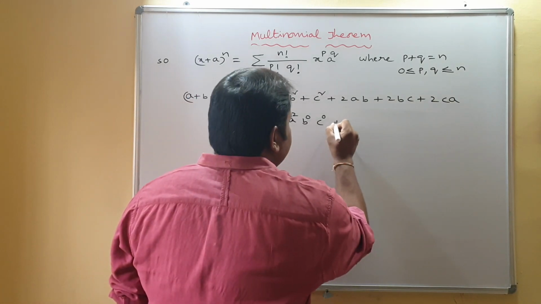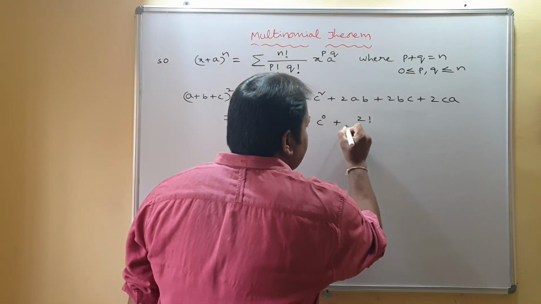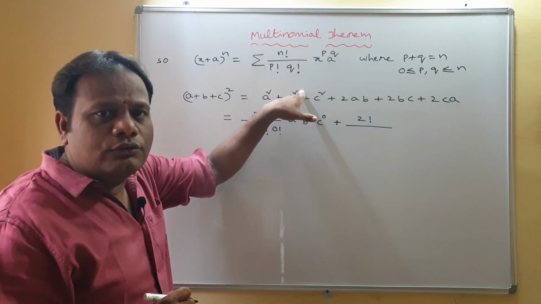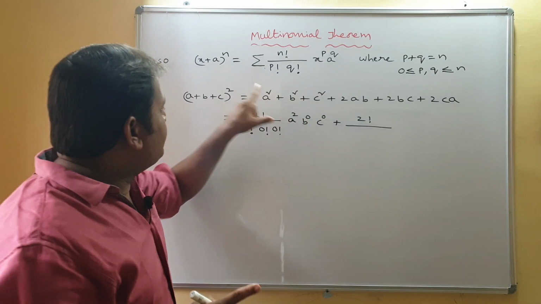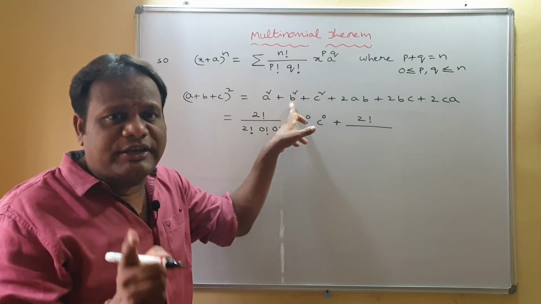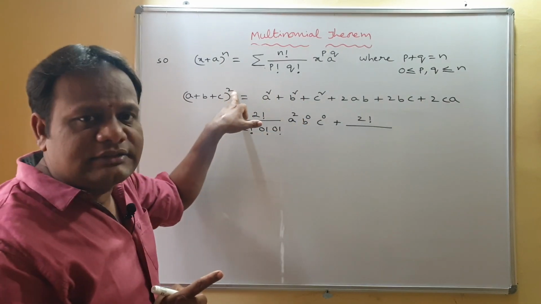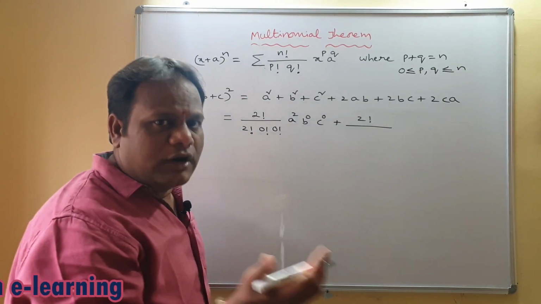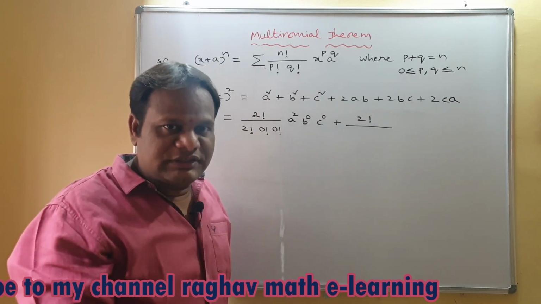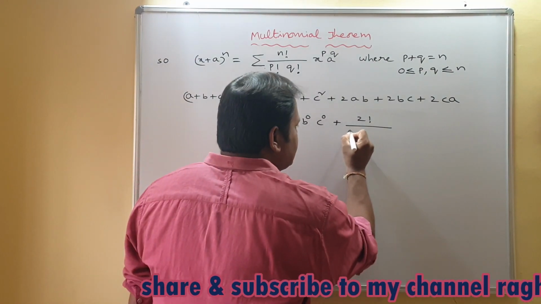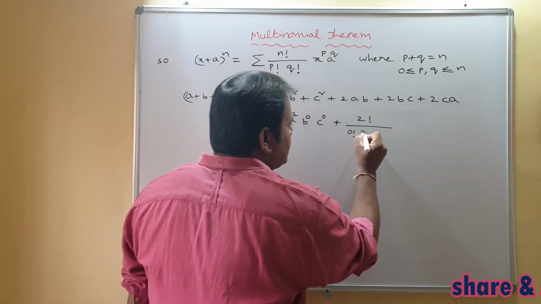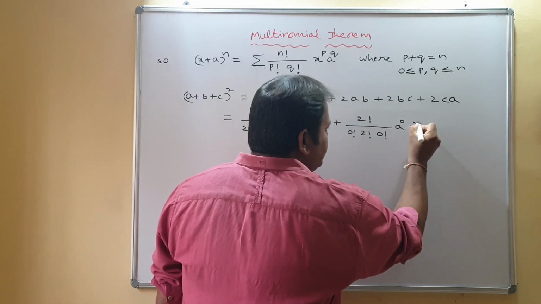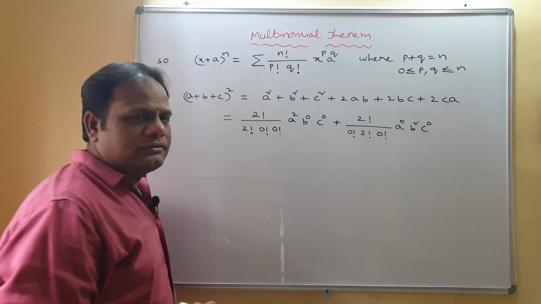Coming to the second one. Again 2 factorial by, for B we have power 2. Already I told you that the sum of all the powers must be equal to the index, that is 2. Already B has power 2. What about A and C? The powers are zeros. So for A power is 0: 0 factorial, 2 factorial, 0 factorial, A power 0, B square and C power 0.